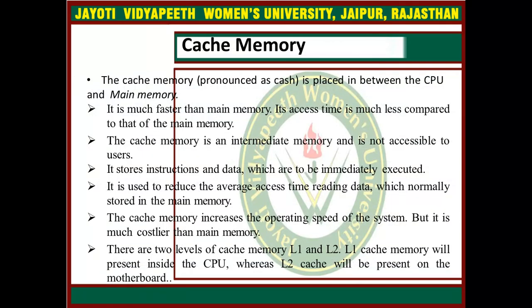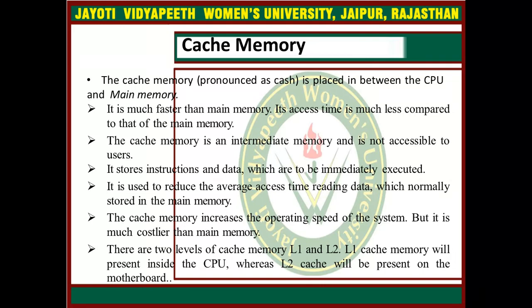Now come to the cache memory. The cache memory, which is pronounced as cash, is placed in between the CPU and main memory. It is much faster than main memory. Its access time is much less compared to that of the main memory. The cache memory is an intermediate memory and is not accessible to the user.